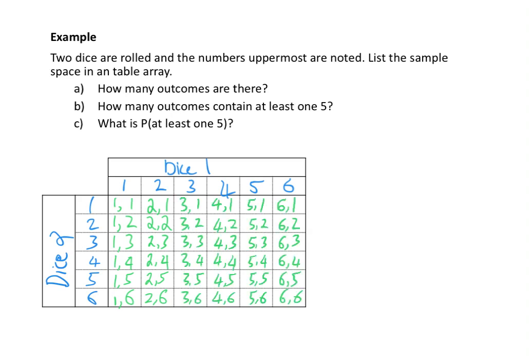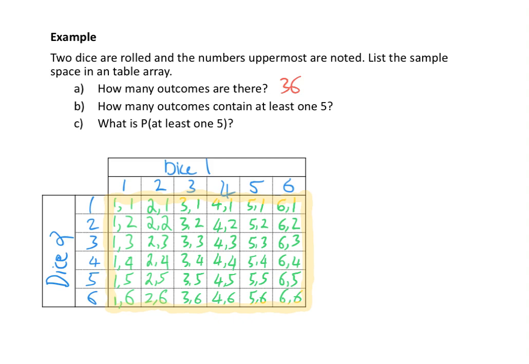Now that I have gone ahead and completed my table, I can have a look at my sample space. My sample space is going to be all of my possible combinations, which add up to a total of 36 different combinations. So there's a possibility of getting 36 different outcomes when I roll 2 dice together.